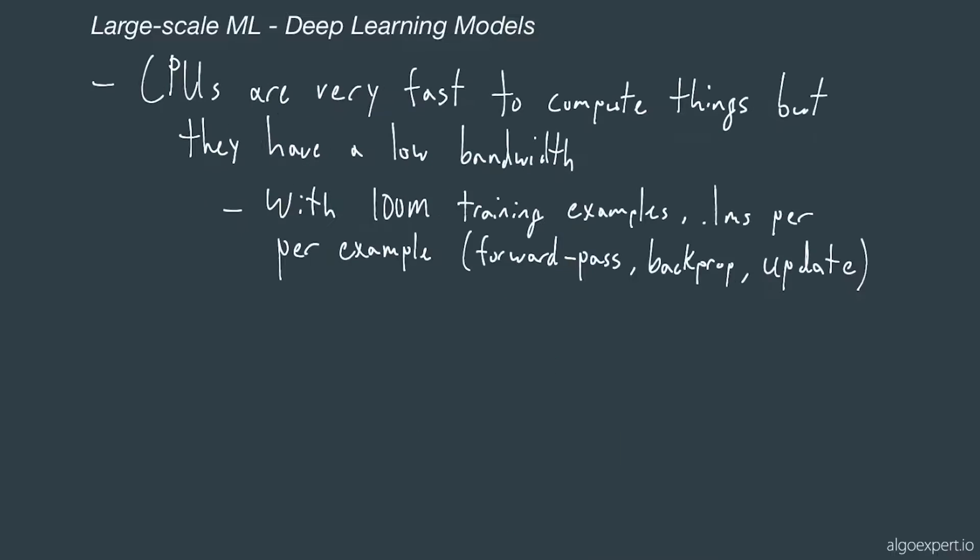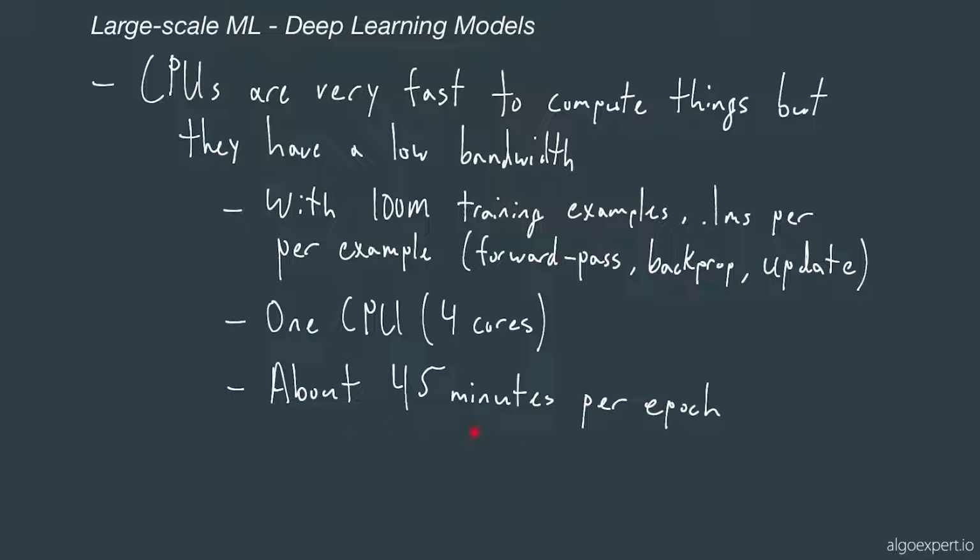So in general, CPUs are really fast, but they have low bandwidth. So let's say that we have 100 million training examples, and each example takes 1/10 of a millisecond to compute. That would be the forward pass, the backpropagation, and the weight update. So let's say that we have one CPU, and that one CPU has 4 cores, so that means effectively it could handle 4 examples at the same time. This would still amount to 45 minutes per epoch of the data.